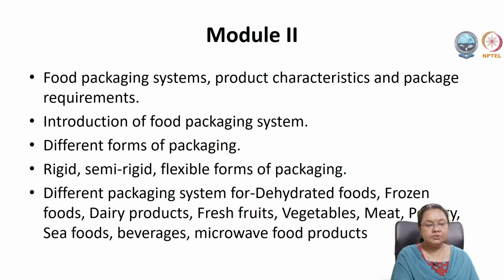In module 2, we'll be discussing different forms of packaging that is again related to the flexible packaging system, and here we'll be discussing rigid and semi-rigid forms of packaging and how these packaging systems can be adopted in different industries, that is dehydrated foods, frozen foods, dairy products, fresh fruits, vegetables, and in animal-based products, beverages, and also in the case of microwave food products.